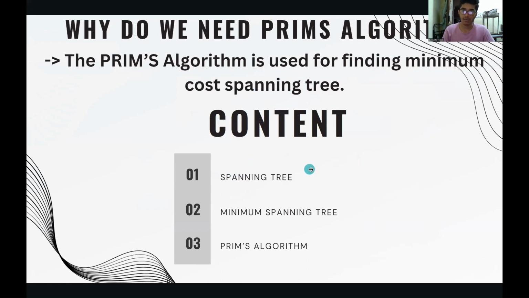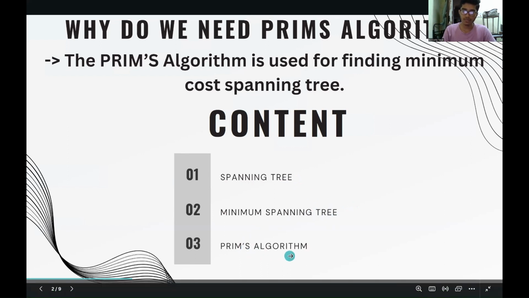These are the contents that I'm going to explain in this video. First, I will explain what a spanning tree is and how we can get a spanning tree from a given graph, and then I'm going to explain a minimum spanning tree. After explaining the spanning tree, it will be very easy to understand what a minimum spanning tree is, how we can get a minimum spanning tree from a given graph, and what algorithms can be used for finding a minimum spanning tree for a given graph.